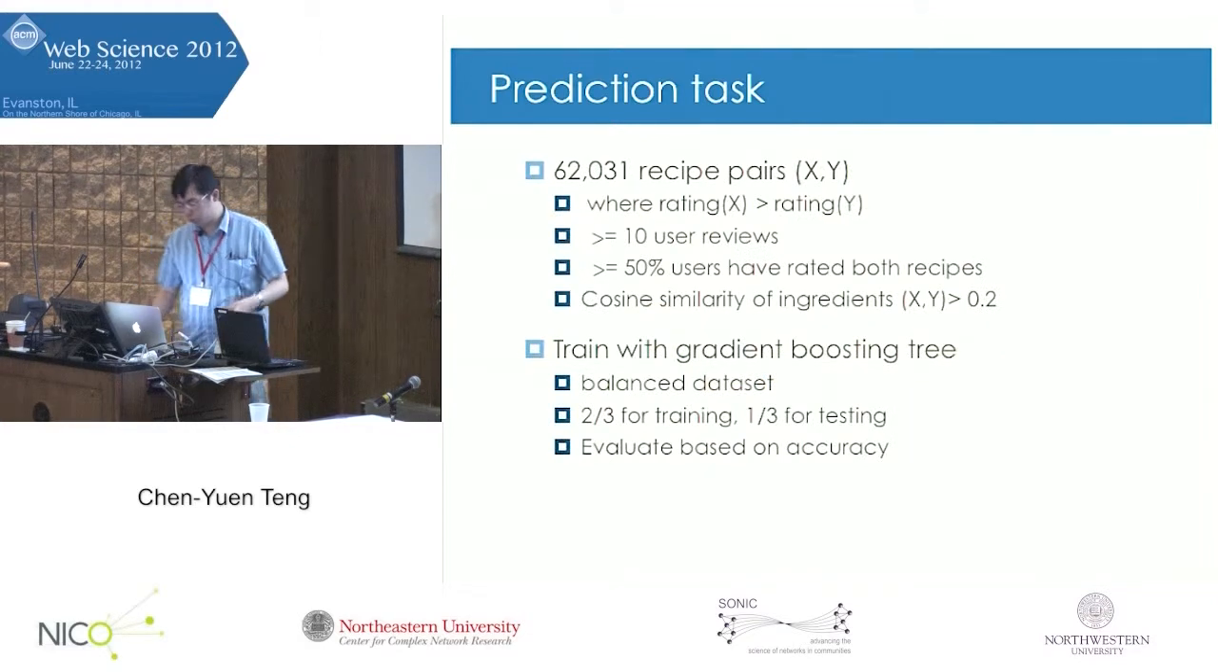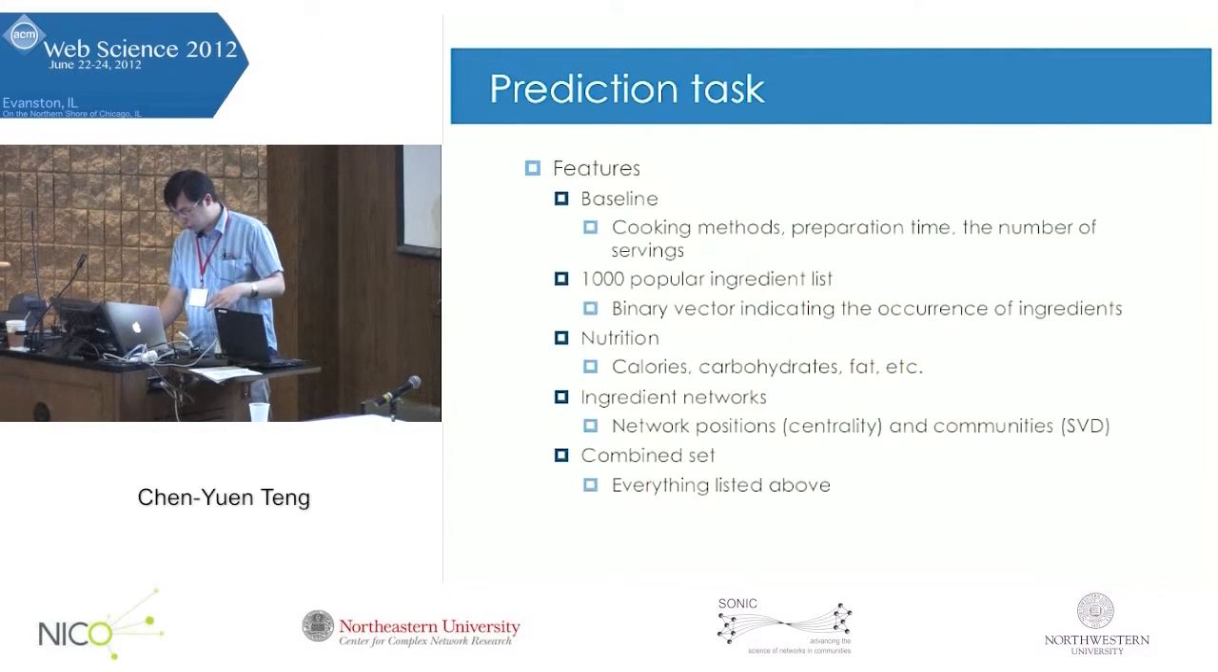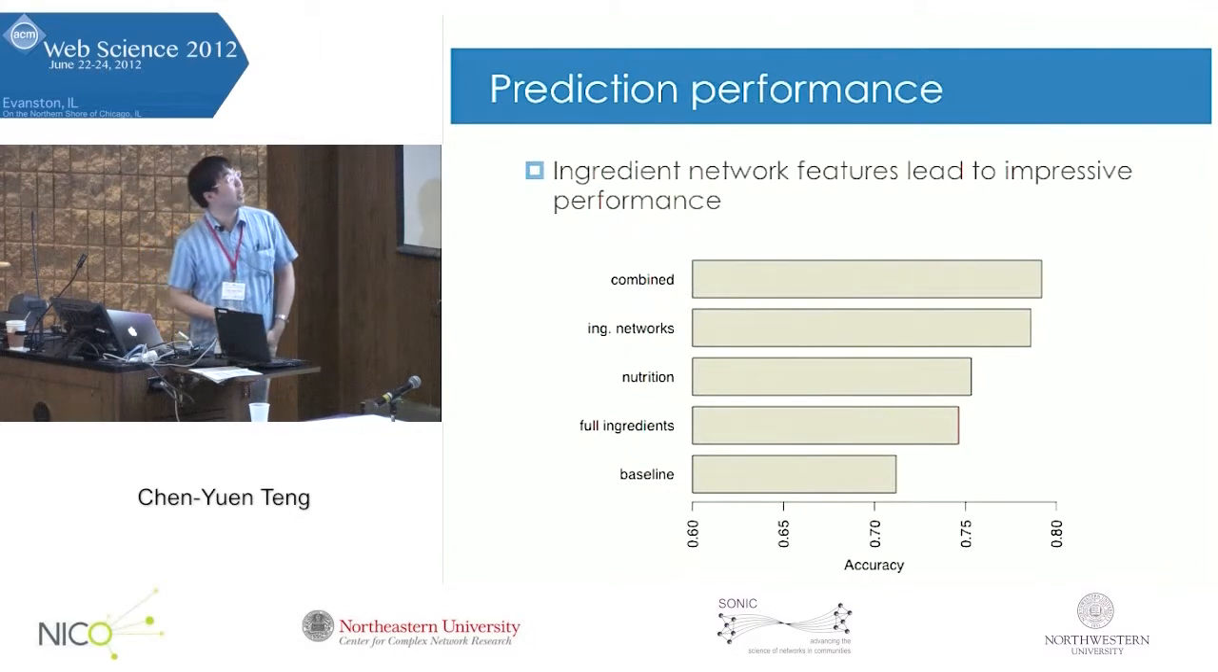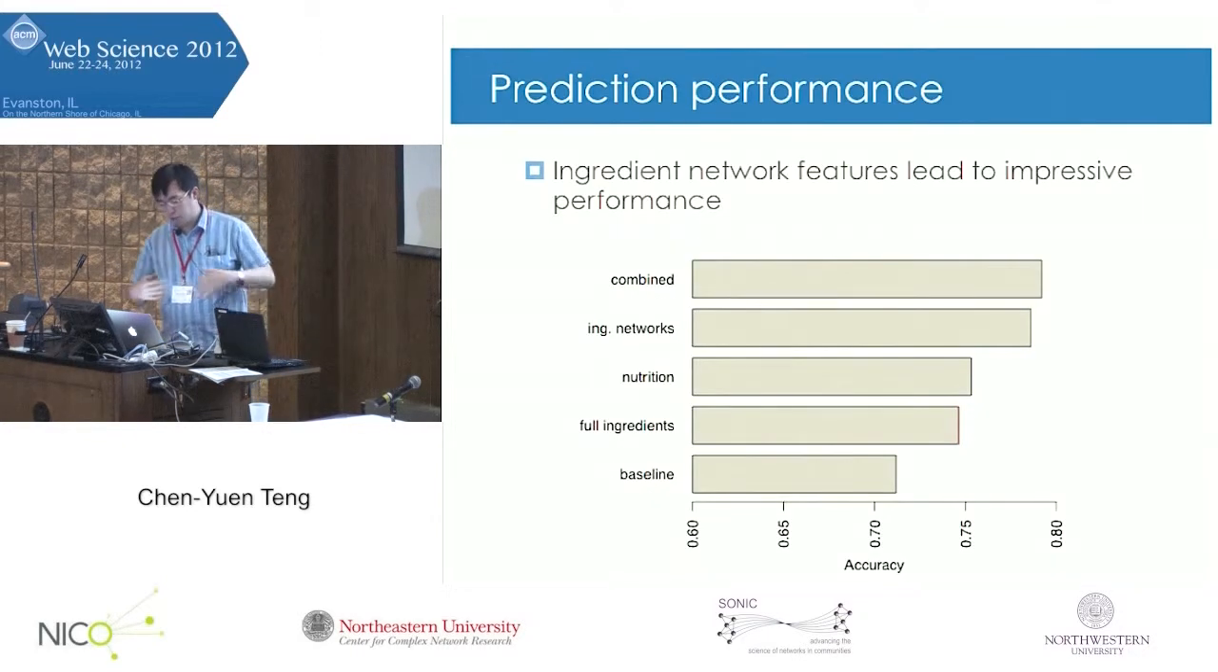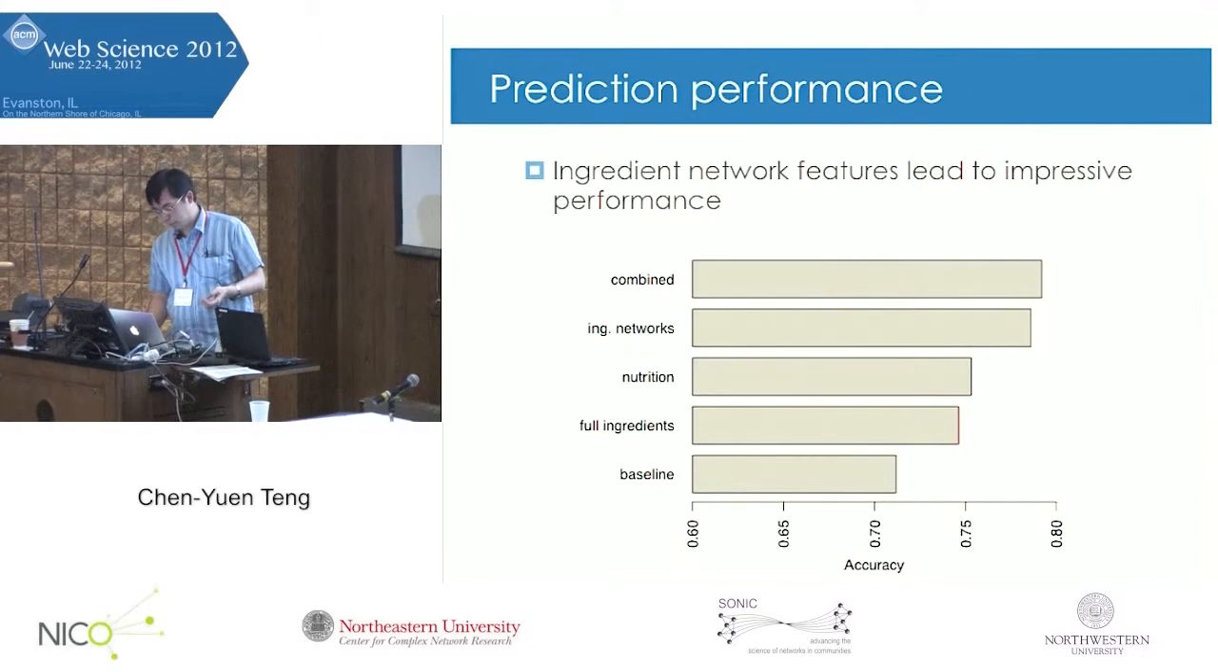We have many features. For the baseline information, we have cooking method, preparation time, the number of servings, and others. We combine all of these features together and reach about 80% accuracy, and the ingredient networks give very impressive performance.